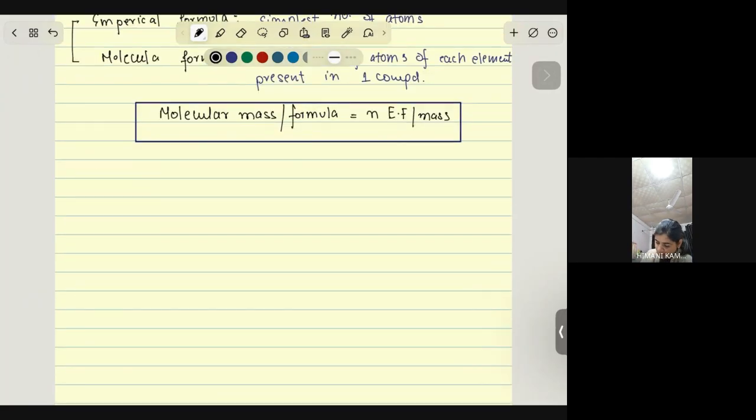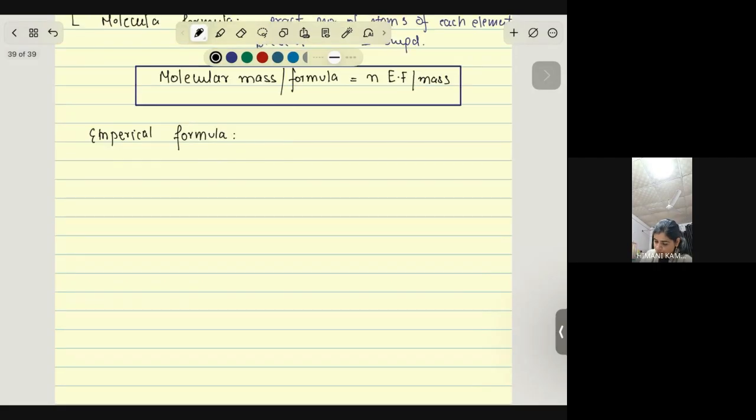Now we will start how to calculate the empirical formula. For that, we have to make a table. In the first column, we will write the elements, for example carbon, hydrogen, oxygen, and nitrogen given in the question. In the second, we will have the ratio of atomic mass, and the next will be the simplest whole number. The ratio will be given mass divided by molar mass or atomic mass.